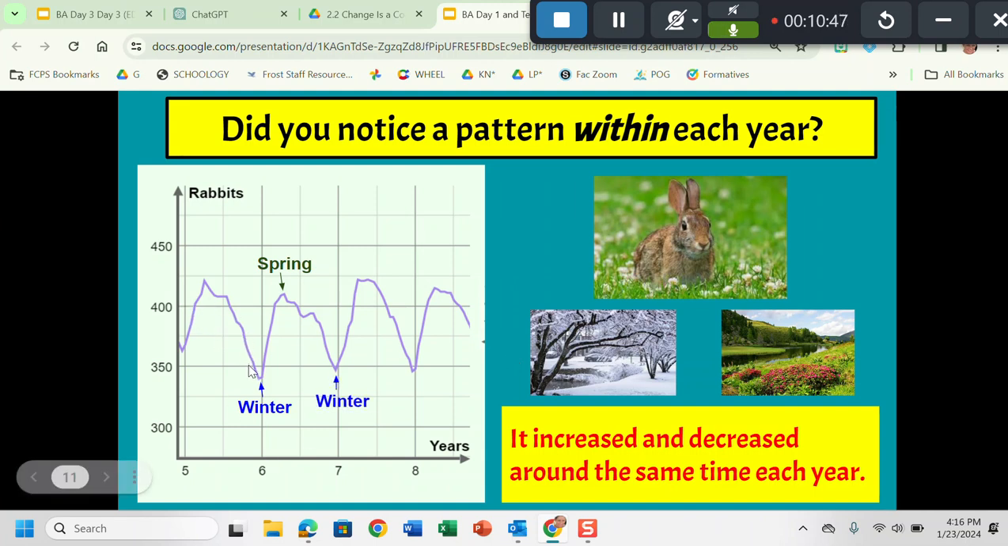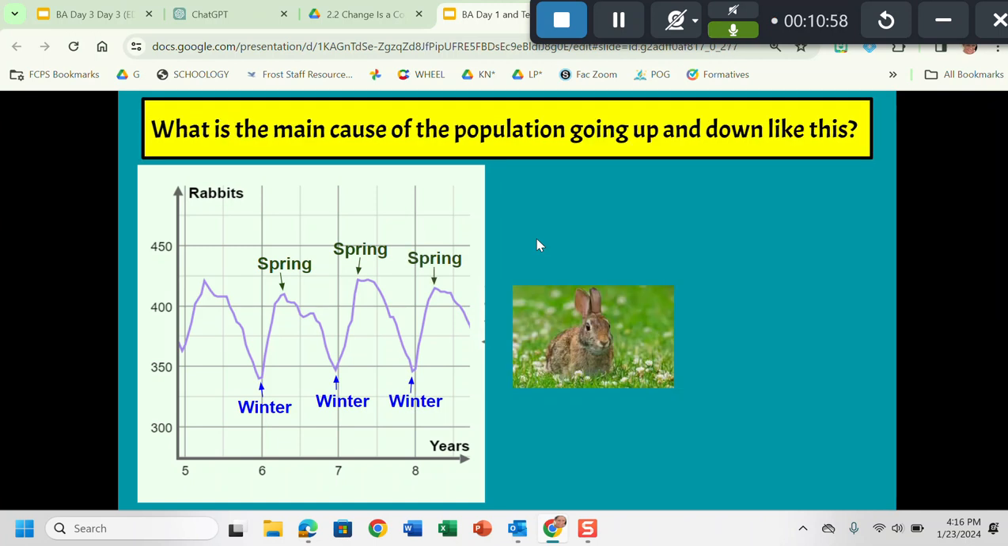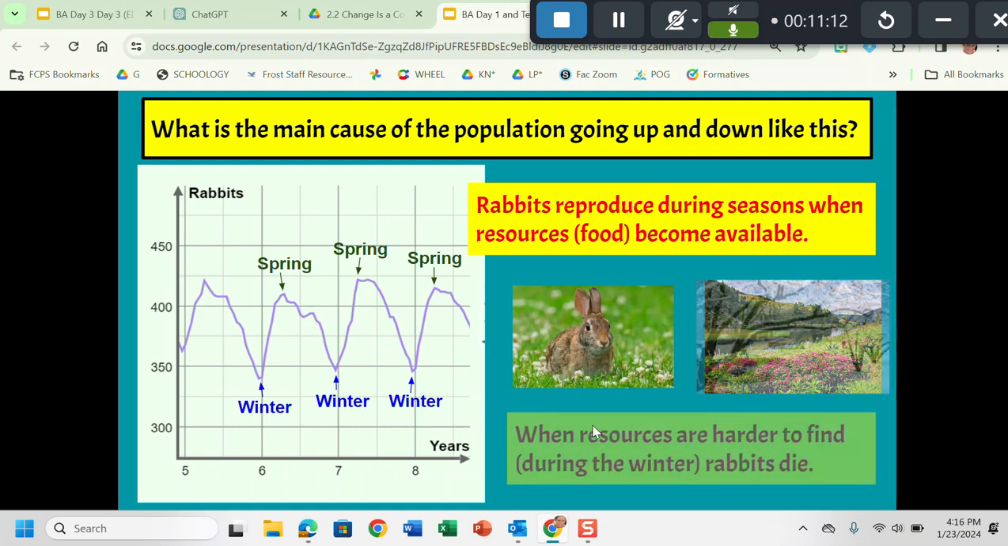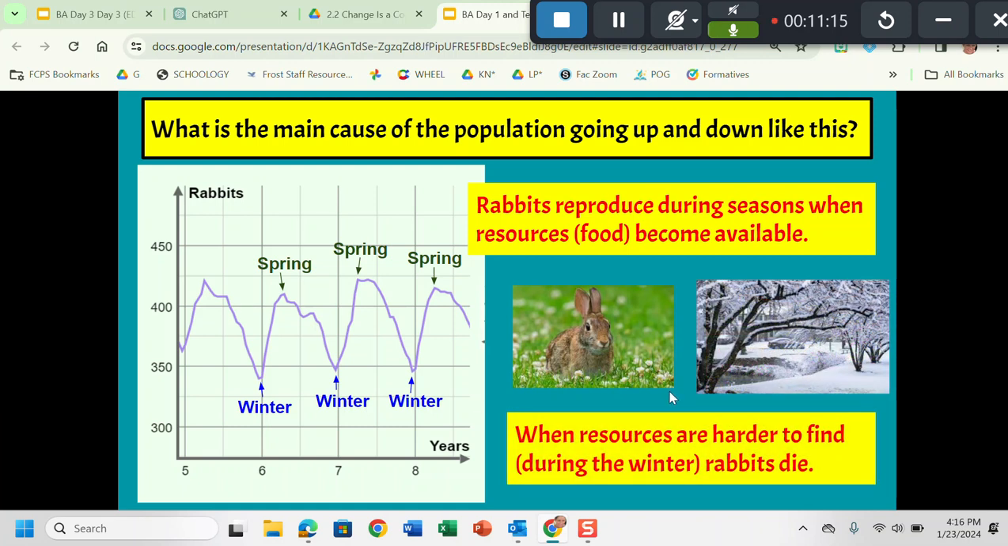We can see that it was pretty low numbers in the winter and pretty high numbers in the spring, and it kept that pattern going. Okay, so here's our pattern, still going. The main cause of that population going up and down is that rabbits reproduce during the seasons when there is more food available. So there's going to be more food available in the spring and less food available in the winter. When resources are harder to find during the wintertime, for example, we also have more rabbits dying.